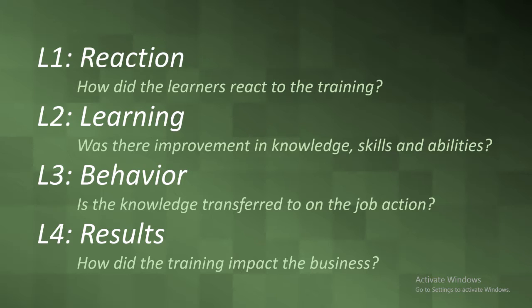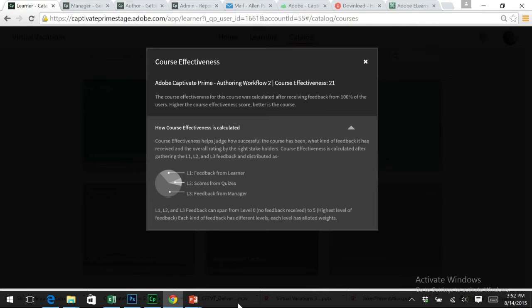Then the L3 behavior is considered, and you'll notice that that's the largest portion of the pie. The L3 behavior in Kirkpatrick's model determines whether or not the course actually had an impact on the performance of the training on the job. We find that out based on asking a question of the manager about whether or not the course had that kind of impact. And so you can see that the L1 feedback is a chunk of that calculation for the course effectiveness rating.